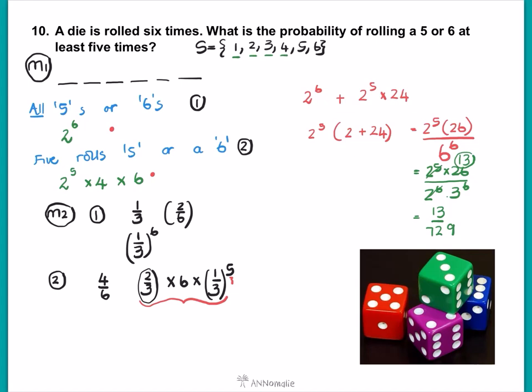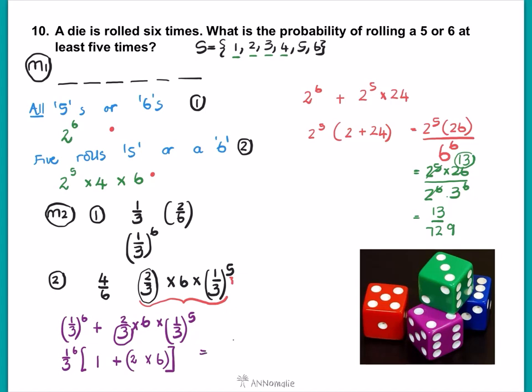So let's add this, and we get a third to the power of 6 plus 2/3 times 6 times a third to the power of 5. How can we simplify this? Let's have a look. We've got a third here as well, so we could take out a third to the power of 6, which will result in 1 plus 2 times 6.